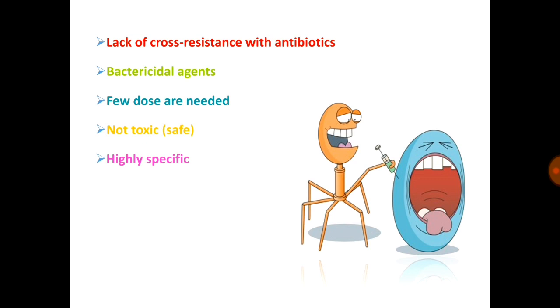That means even if the bacteria are resistant to antibiotics, phage can kill them because the mechanism of killing is different from that of antibiotics. Second, they are bactericidal agents, which means they will kill the bacteria. One of the benefits is that few doses are needed because of the amplification factor. They are also called auto-dosing, so few doses are needed.